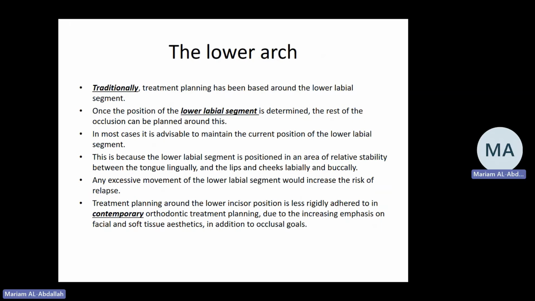And after that, during orthodontic treatment planning, we always start in the lower arch. This is the traditional way to do it. We plan our lower arch first, and then we build our upper arch around the lower arch. The reason why we used to do this is because the lower labial segment is actually positioned in a very narrow zone of equilibrium or balance, sitting between the tongue and the lips and cheeks, with a very thin plate of bone covering it lingually and labially.